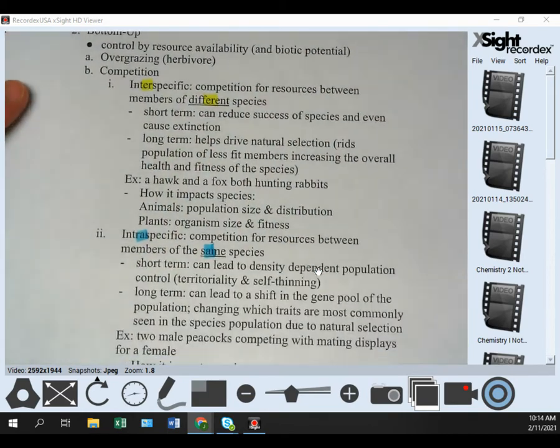Interspecific competition over the short term, what are the effects of it? It can reduce the success of species and even cause extinction. So, are any of you familiar with Asian carp, the fish? Yeah, a lot of you. For those of you that might not have heard of it, Asian carp is an introduced species, which we're going to talk about in a little bit here. But they're essentially like the cow of the fish world. Like they eat a ton. They eat constantly, and they can grow huge.